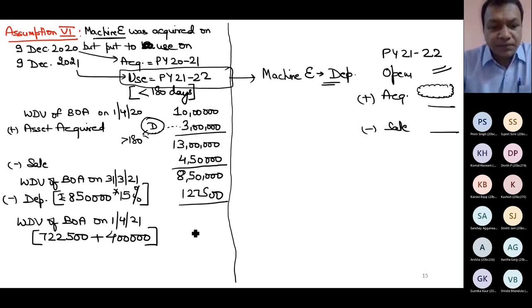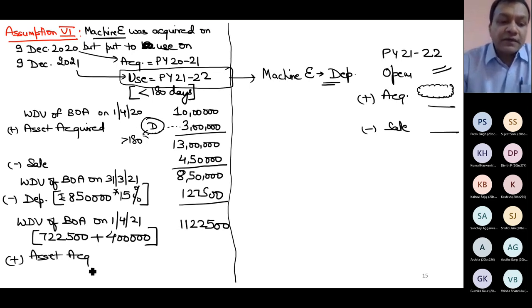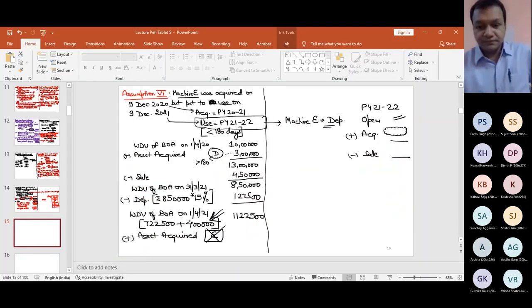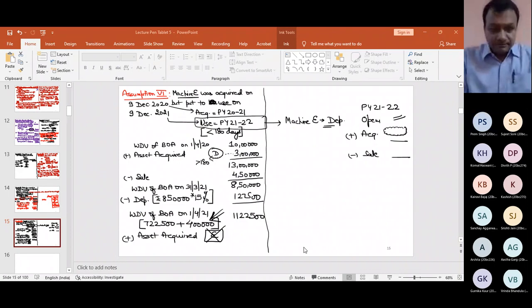So technically it is same. 11,22,500. It helps in minimizing the error. It becomes opening WDV, and then the process goes on. When in the next year 21-22 I write asset acquired, I will not add machine E because it has already been included in opening WDV. So the depreciation is this, and the chain goes on. Please raise your hand if this point is also clear. Excuse me, sir. Sir, it is wrong if we add the value of E in asset acquired.